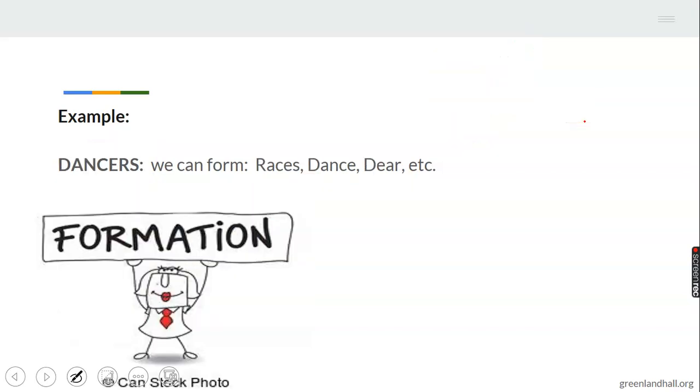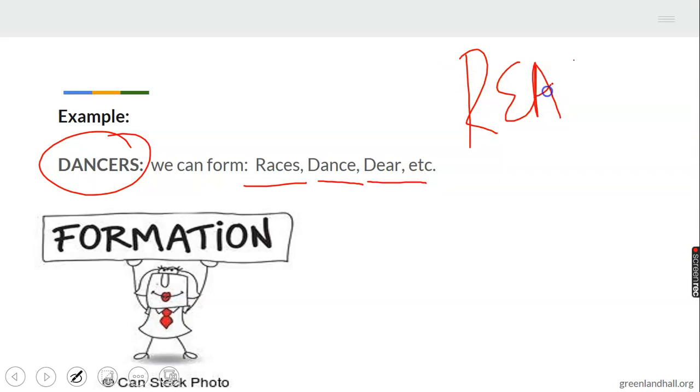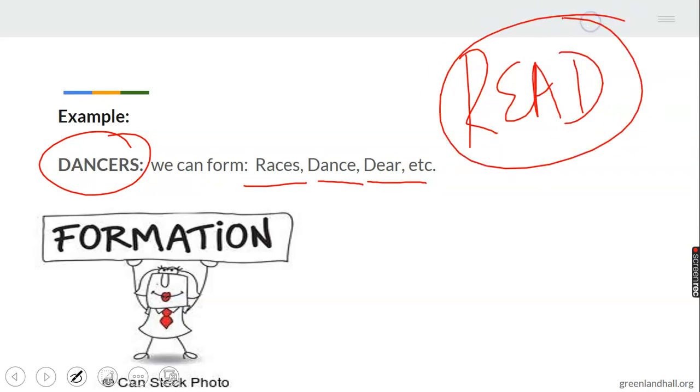All right, we have dancers. From dancers, we can form all the words from it. We have races, we have dance, we have deer. Wow. Have you seen another word? Whoop, whoop. Hey, Mr. Moore, I just saw one. Now read. Brilliant. R-E-A-D. So you form a lot of words using this.